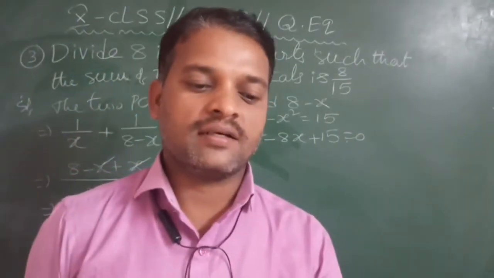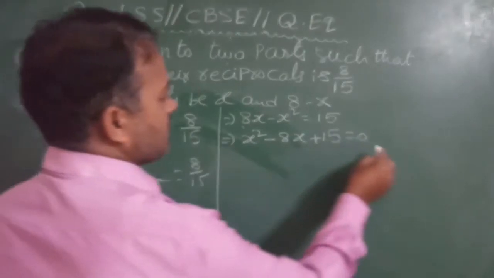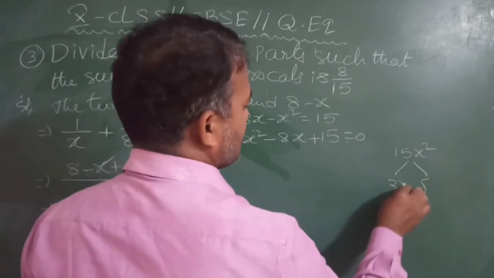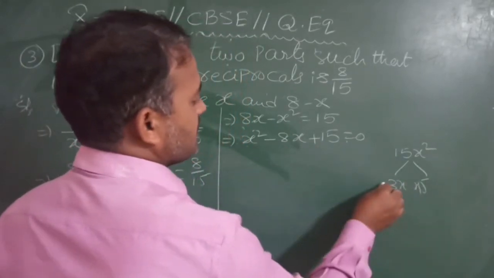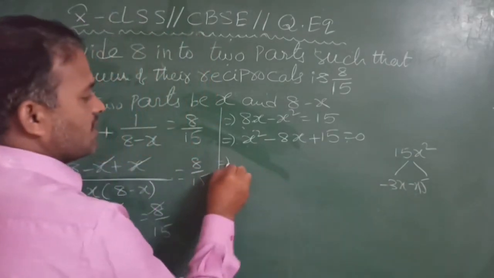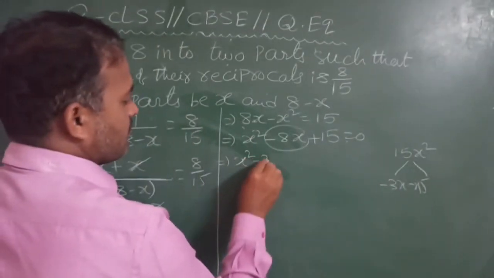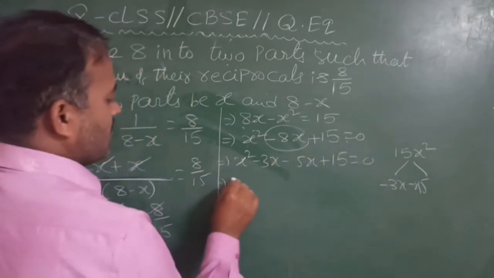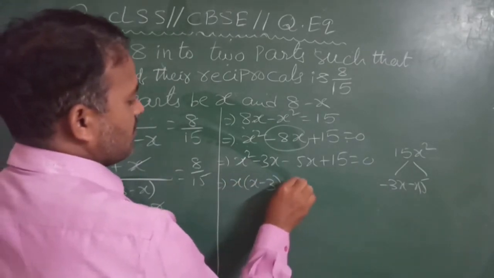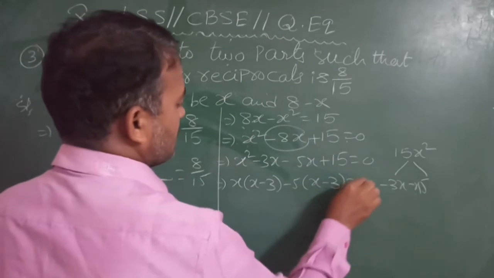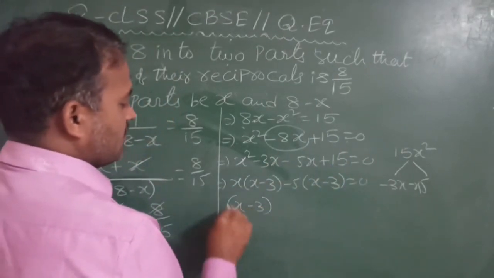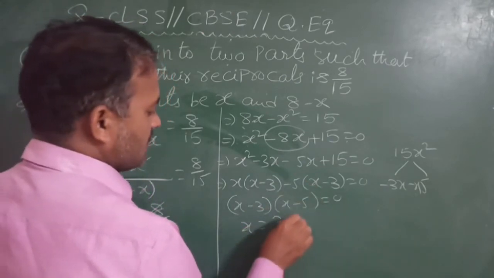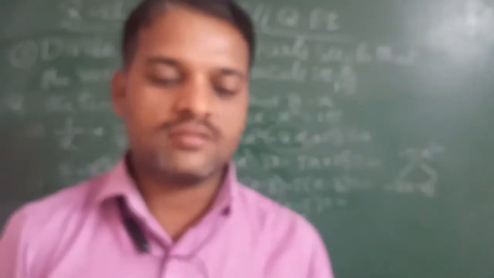So you need to find the factors of this. Here x square into 15 is 15x square. The factors are 3 and 5, and x into x. I want minus, so we should take minus. Substitute instead of minus 8x: x square minus 3x minus 5x plus 15 equals 0. Take x common, x minus 3, minus 5 common, x minus 3 equals 0. So x minus 3 into x minus 5 equals 0. Then x equals 3, 5.